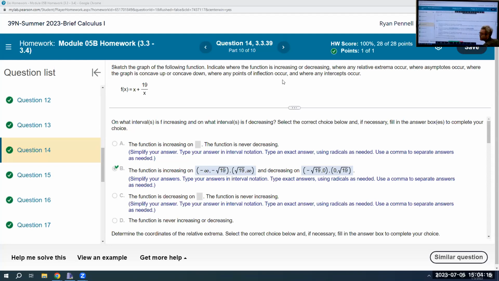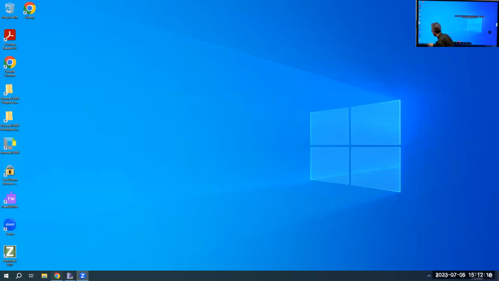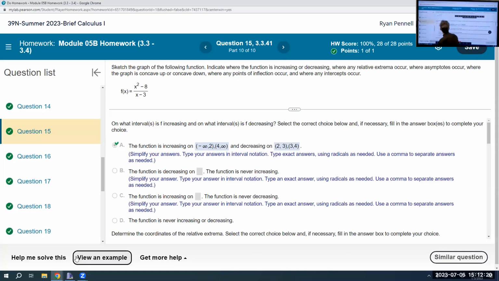The other point of contention. Can you go over the second part? Yeah. Let's look at number 15. Talk about what this has to say.